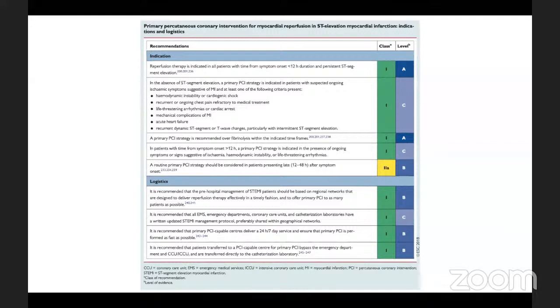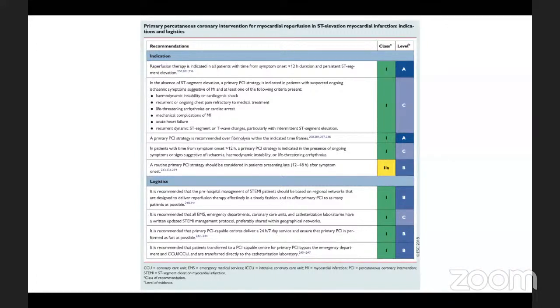this is class 2A. And logistics: it is recommended that the pre-hospital management of STEMI patients be based on regional networks that are designed to deliver reperfusion therapy effectively in a timely fashion and to offer primary PCI to as many patients as possible.